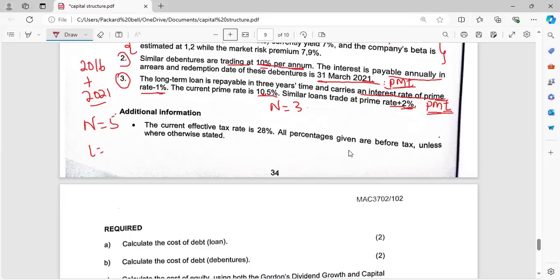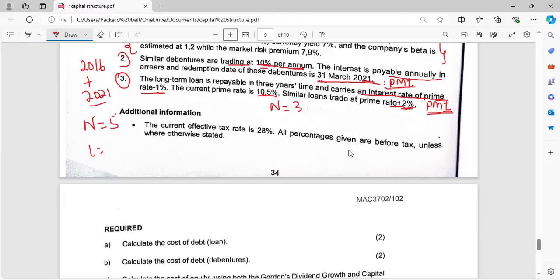We say the prime rate minus 1 times 0.72 if the tax is 28%. Are we going to use -1 or use the +2? Remember, we need the cost of the debt. We don't want the payment, the PMT. So we are going to use this one. Am I right? Similar loans.